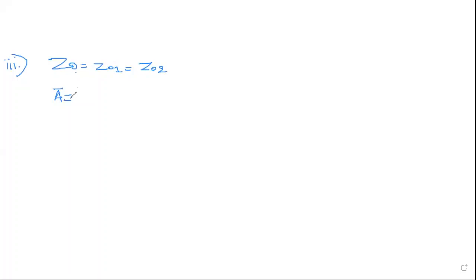What did we write for A bar? You have somewhere reduced the equation, writing it as A bar, B bar, C bar. What was it for A bar? Fast.